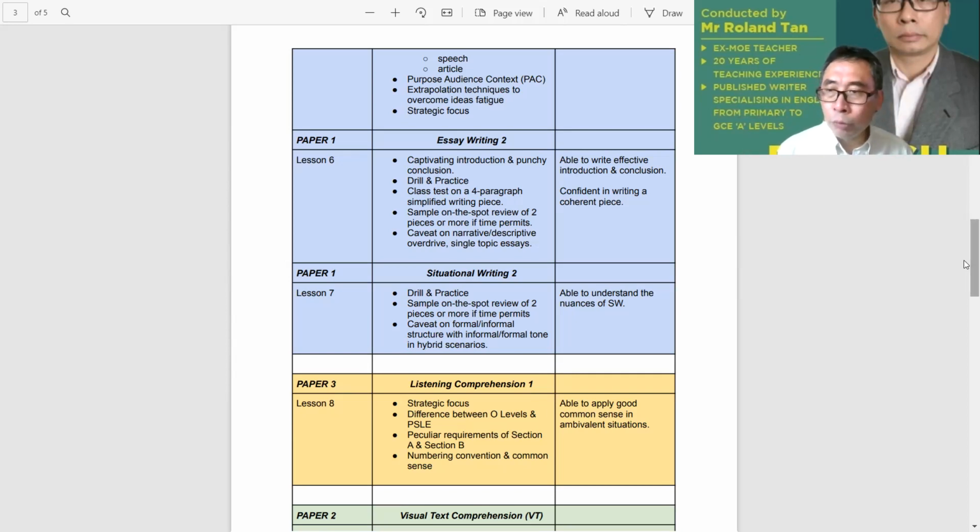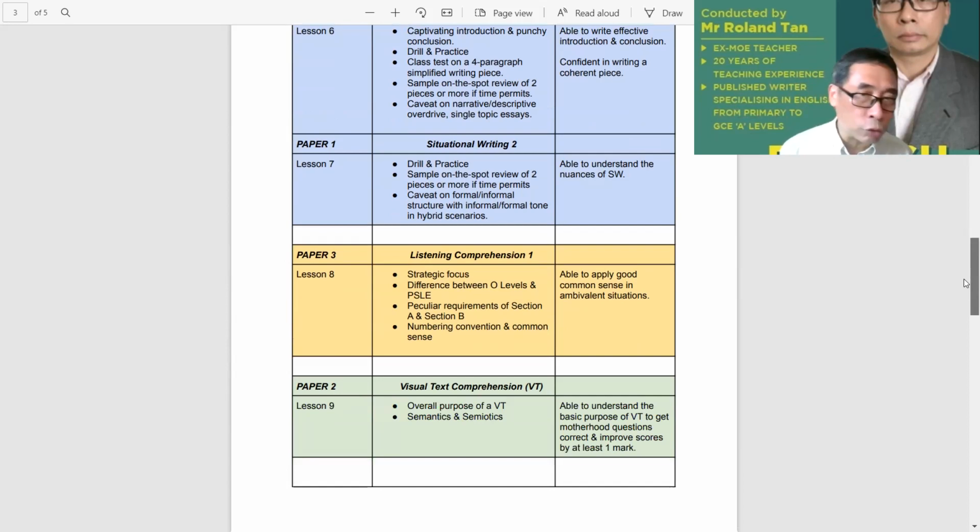Lesson 7 will move on to situational writing 2. Here we'll do drill and practice. I'll do a sample on-the-spot review of 2 pieces. I will also give you a caveat on formal, informal structure with informal, formal tone in hybrid scenarios, which are becoming more prevalent in recent GCE O-level papers.